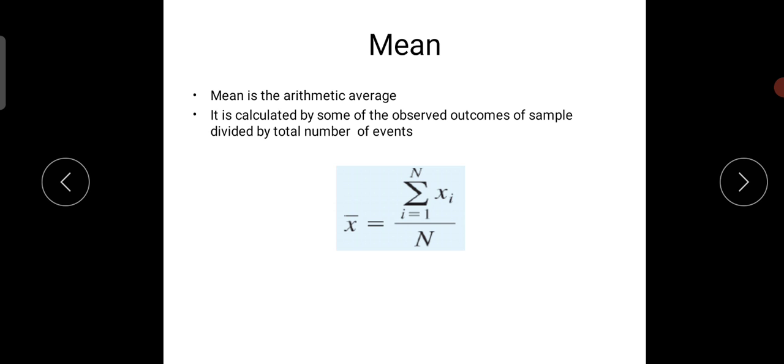Mean is the most commonly used measure and it can be referred to as the arithmetic average. Mean is calculated by the observed number of outcomes of a particular sample divided by the total number of outcomes. So this is the formula for calculating the mean: mean is equal to the sum of xi, the observed outcomes of a sample, divided by n.